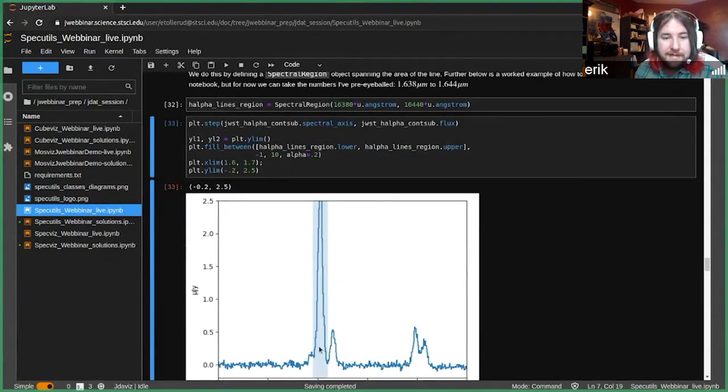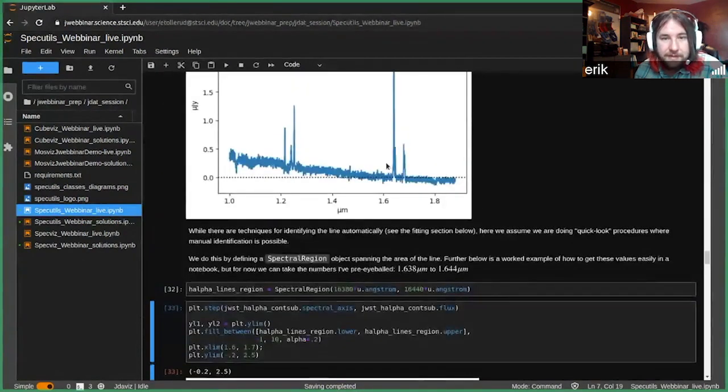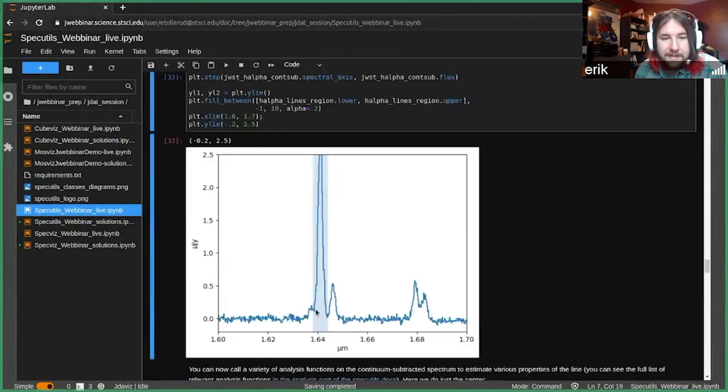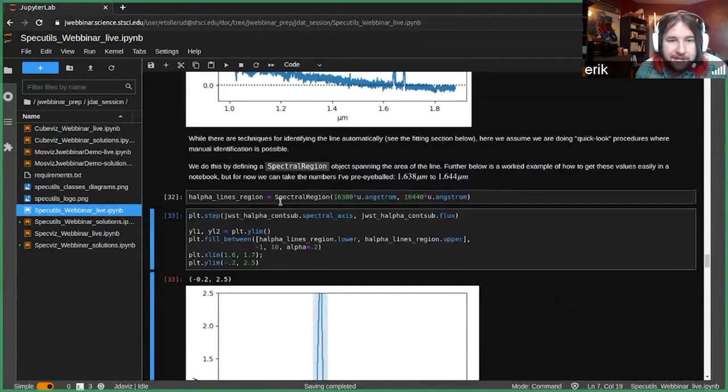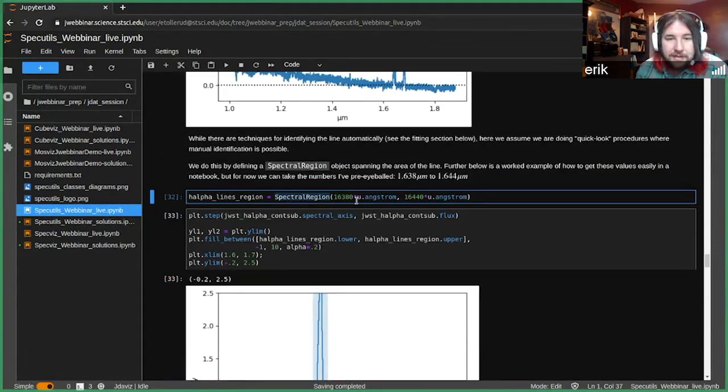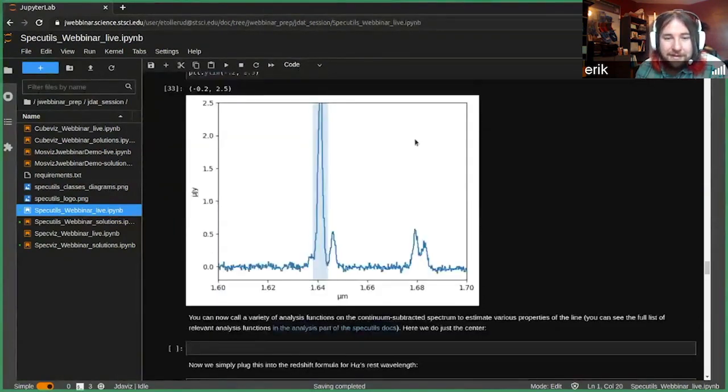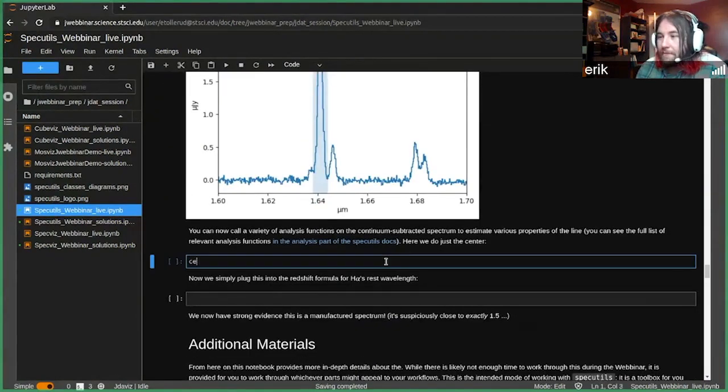here's the area I selected. I've zoomed in on the spectrum a little bit now in the H-alpha region. And this is the area I've defined as being where I think the line is. Key is that I use this spectral region object, which just says, here are the two bounds. As you can see, I did it in angstrom because that's where my brain goes. But you can use whatever units you want as long as they're compatible in the sense of being the right physical kind.